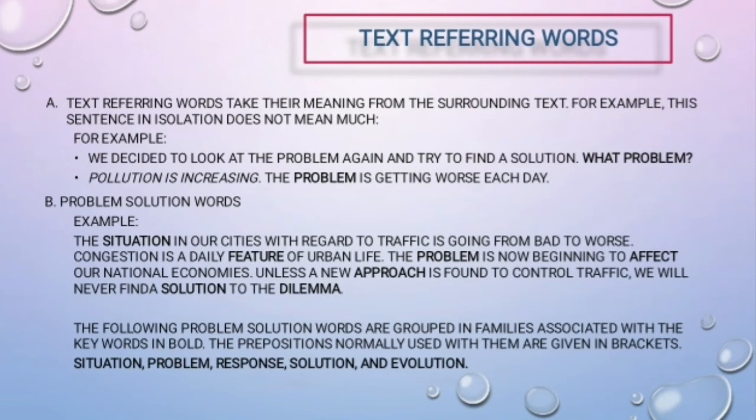For example 1, we decided to look at the problem again and try to find a solution. What problem? Jadi, kata problem dan solution ini membantu mengatur argumen teks, tetapi tidak menjelaskan topik teks tersebut, melainkan menunjukkan suatu tempat di tempat lain. For example 2, pollution is increasing. The problem is getting worse each day. Kata problem merujuk pada pollution is increasing.